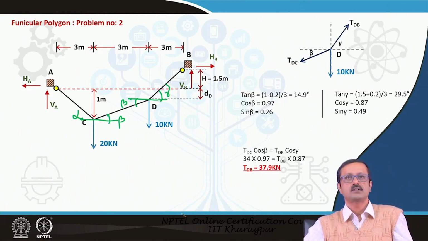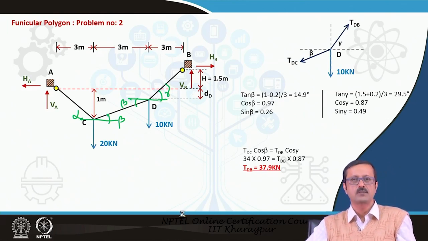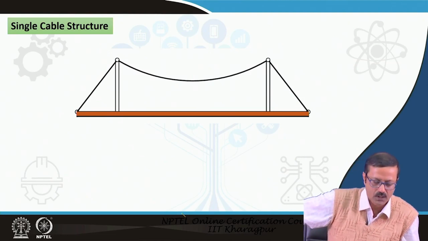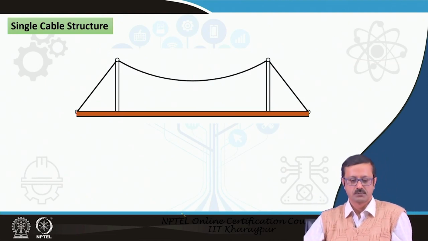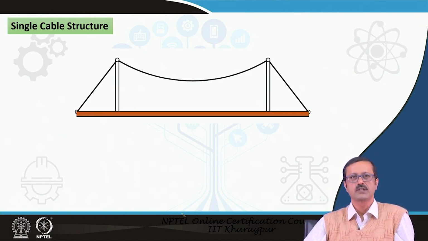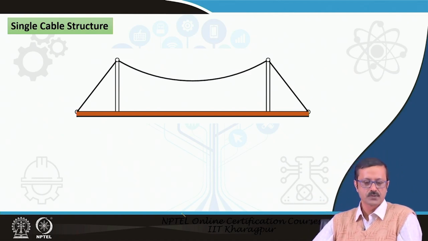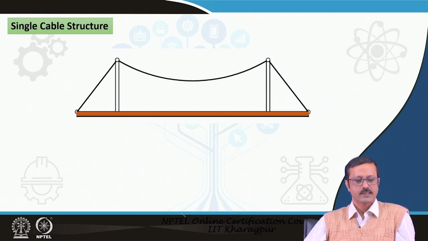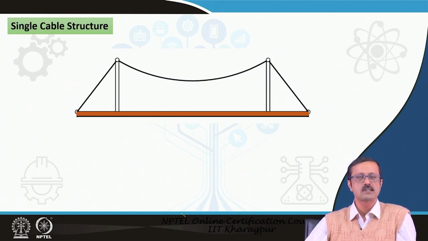So funicular polygon problems can be solved by virtue of just force balance and moment, which we have known from our beam calculations and the analysis of beams, and it is very simple also. Now let us go to the next, where we discuss the single and the double cable curvature.